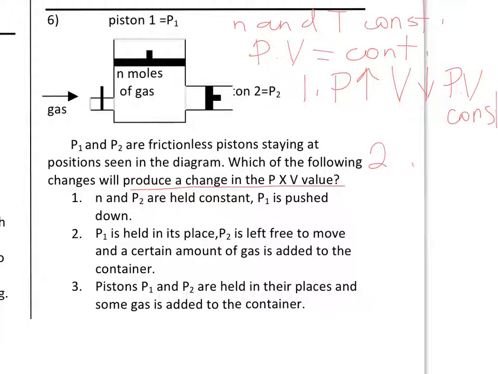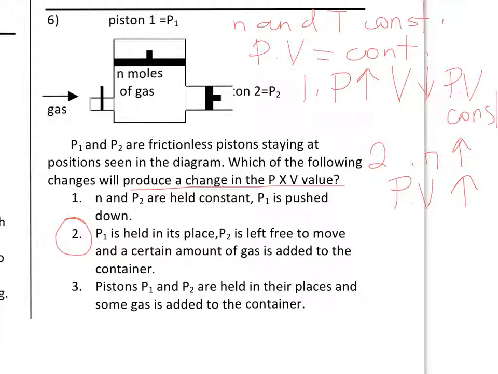In question number 2, P1 is held in its place, P2 is left free to move, and a certain amount of gas is added. Because N is increasing, P times V will increase. It will not stay constant, so number 2 will make a change in the P times V value.